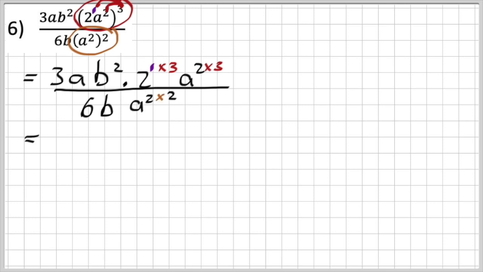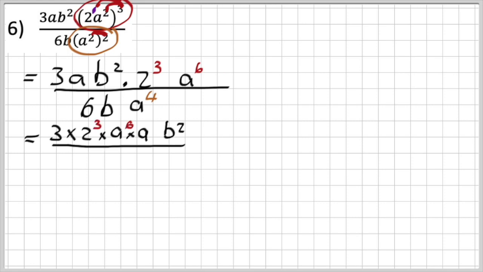Then I'm going to do the same with that a at the bottom. I'm going to multiply those 2's with each other. This gives me at the top 2 to the 3, a to the 6, and at the bottom it gives me a to the 4. What would be my next step now? Looking at this, I would simply go and multiply my numbers at the top, put my a's together and my b's. Same at the bottom.